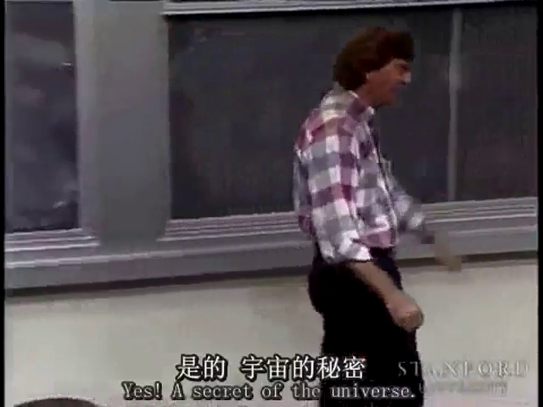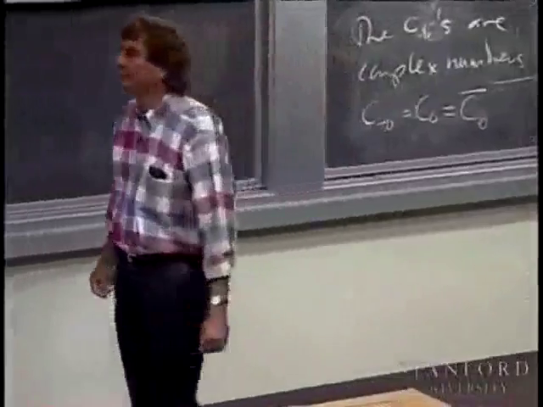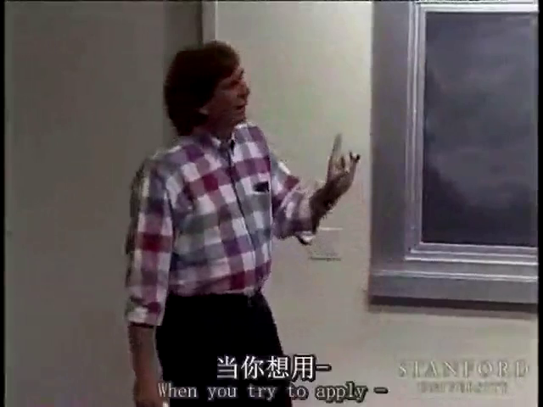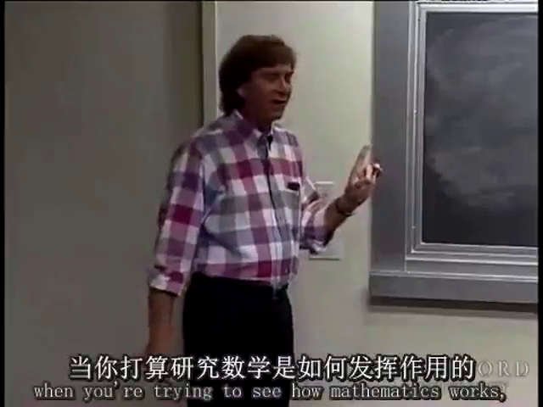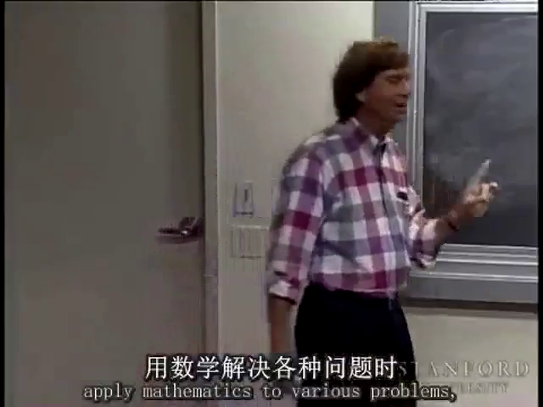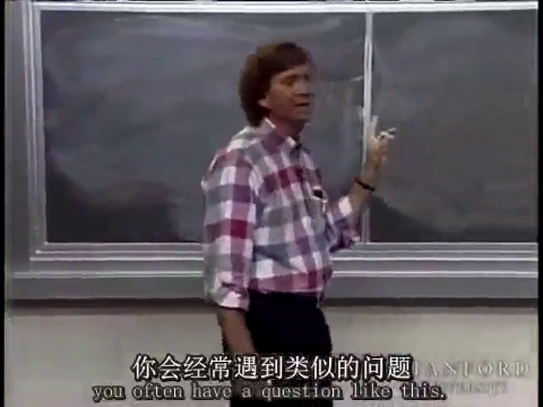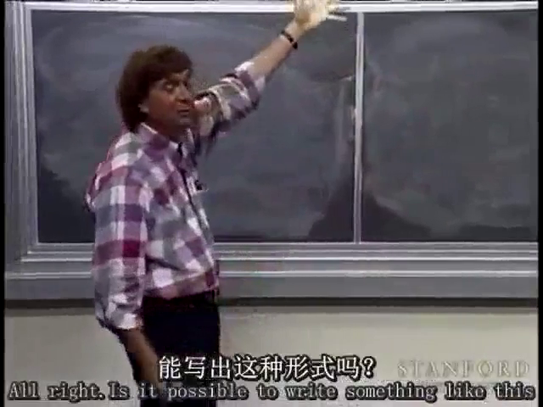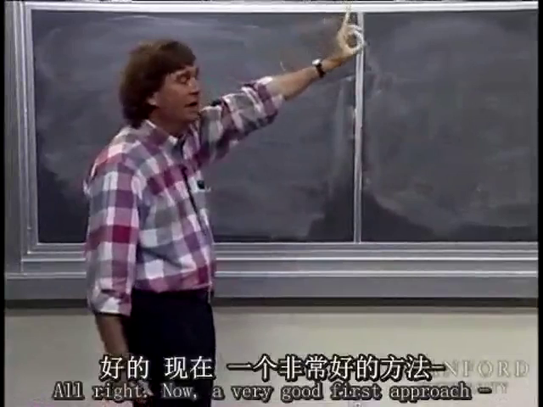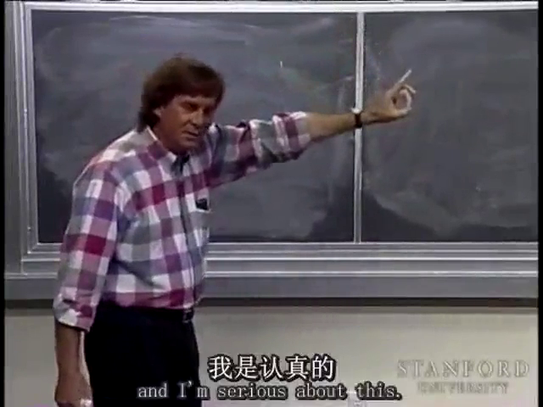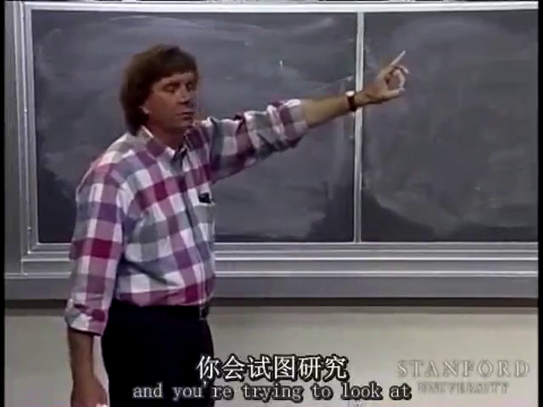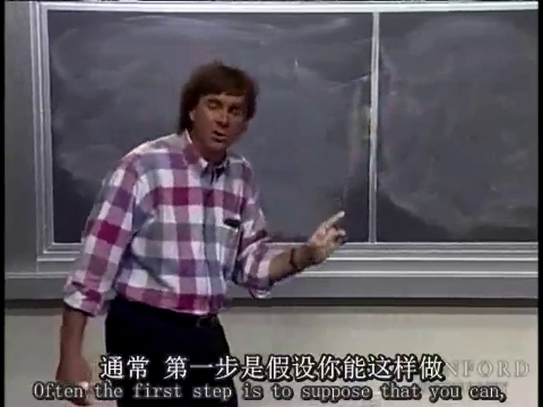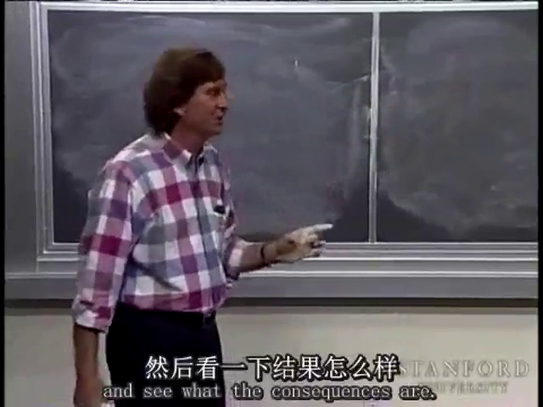Now, where was I? Yes, a secret of the universe. Here's a pretty big secret of the universe, actually, coming your way. When you're trying to see how mathematics works, and when you try to apply mathematics to various problems, you often have a question like this: how can something happen? Is it possible to write something like this? A very good first approach, and I'm serious about this, when you're doing your own work and looking at a mathematical model of something, you're saying, can I do something like this? Often the first step is to suppose that you can and see what the consequences are.